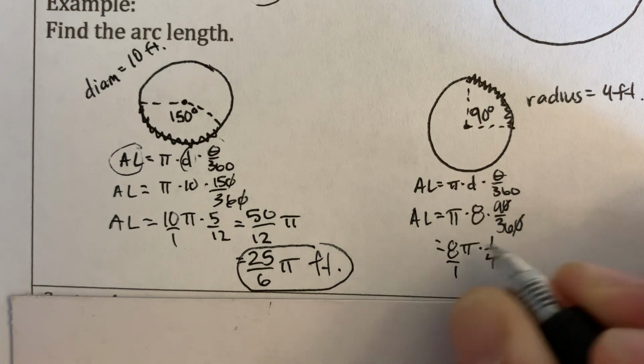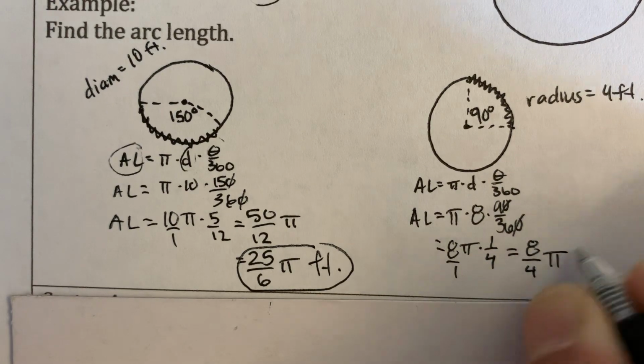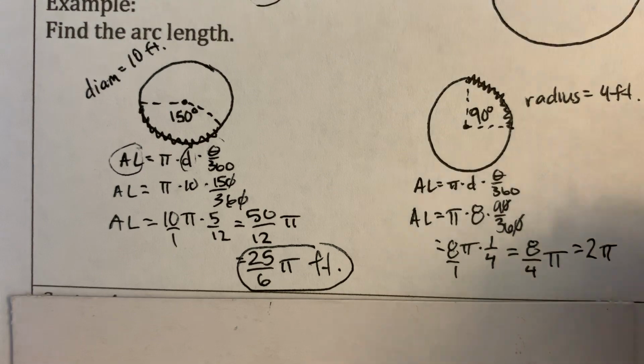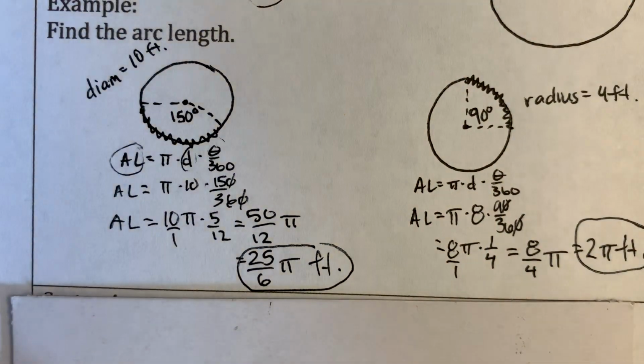Make this into a fraction. 8 times 1 is 8. 1 times 4 is 4 pi, which gives us 2 pi feet. So that portion of that crust is 2 pi feet.